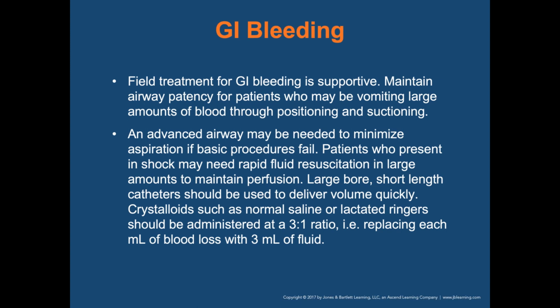Crystalloids such as normal saline or lactated ringers, and you may just hear LR, should be administered in a 3-to-1 ratio, replacing each milliliter of blood with 3 ml of fluid. Why do we want to say it that much, the 3-to-1? Does anybody know why? I know that's completely out of y'all's spec, but think about that for a second. Why would we want to do 3 liters of replacement fluid versus 1 liter of blood?